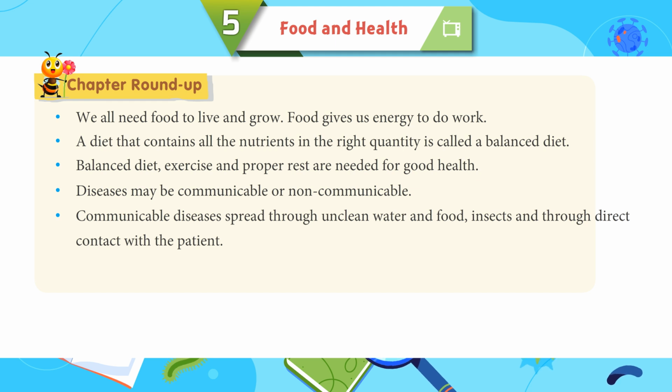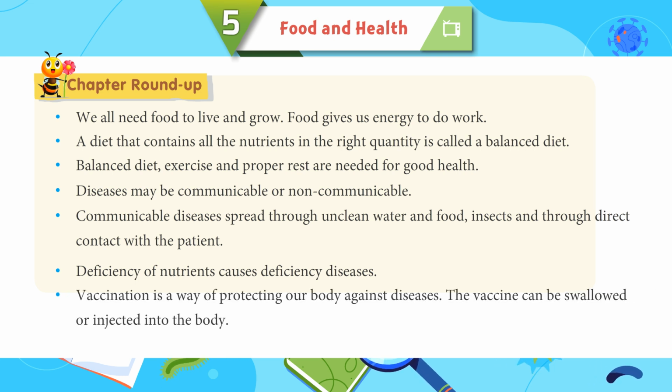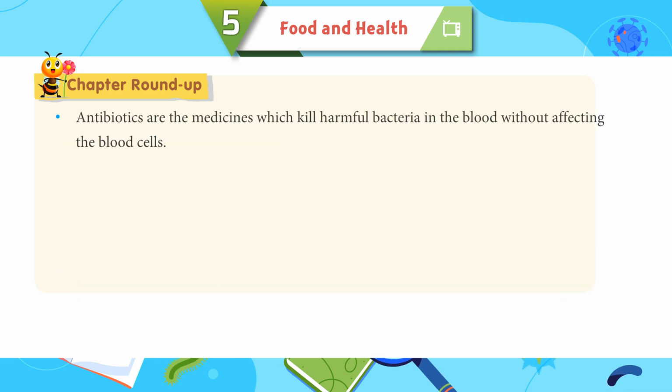Communicable diseases spread through unclean water and food, insects, and through direct contact with the patient. Deficiency of nutrients causes deficiency diseases. Vaccination is a way of protecting our body against diseases. The vaccine can be swallowed or injected into the body. Antibiotics are the medicines which kill harmful bacteria in the blood without affecting the blood cells.